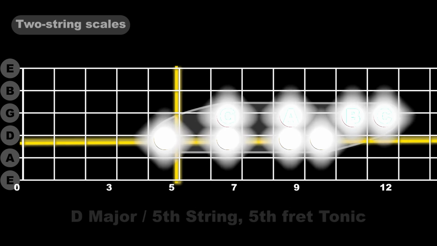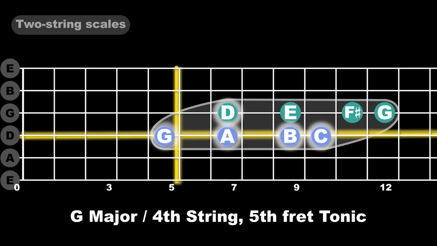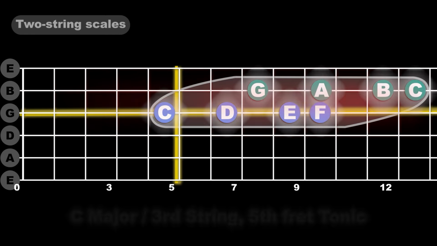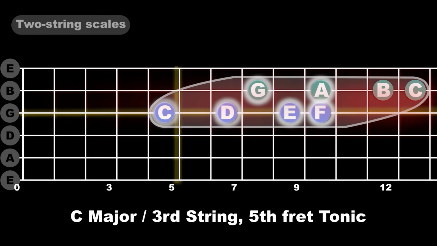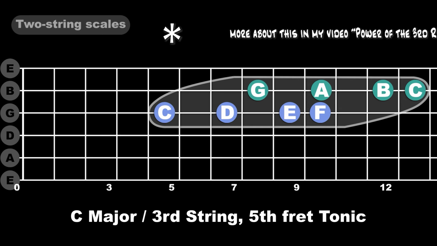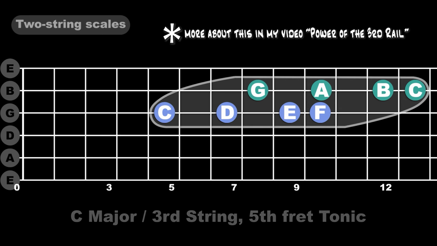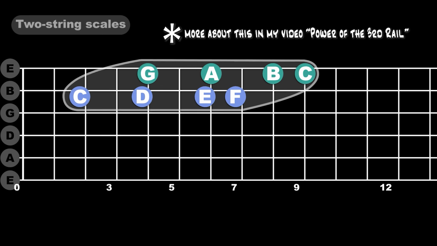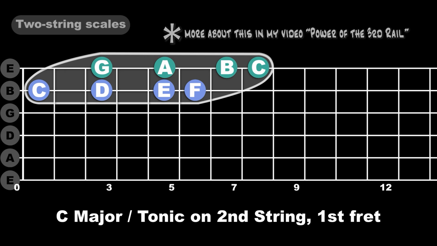Let's shift the pattern to the next string. The same fingering pattern on the fourth string at the fifth fret gives us a G major scale. But when we place the pattern on the third string, it changes its shape due to the unique interval relationship between the G and the B string. Compare the positions of the notes on these two strings with those of the same pitch on the B and the high E string.